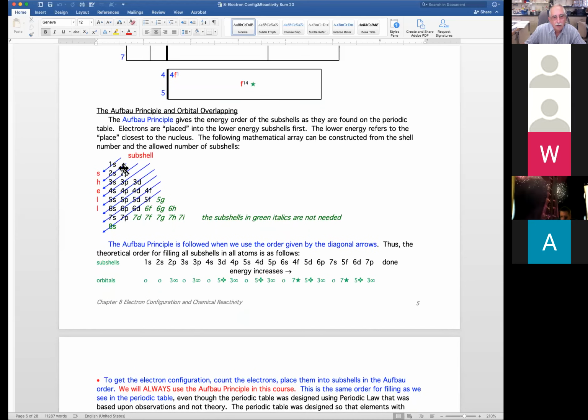So, see how I made this diagram right here? It's really, what's the word for a mathematical, not a field, array.